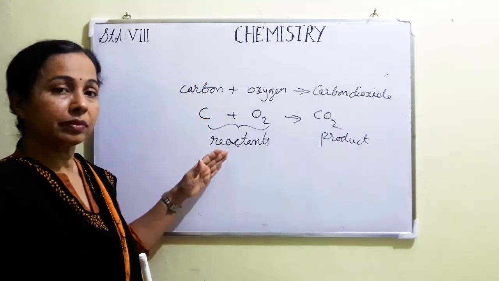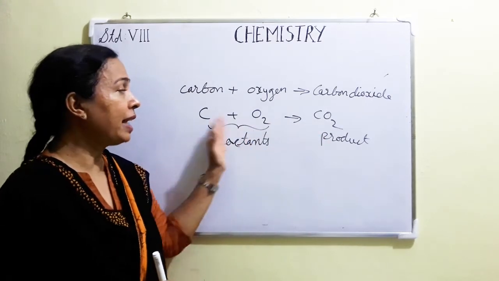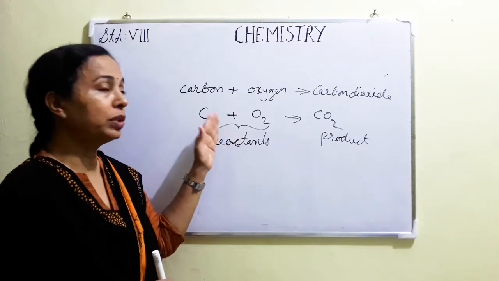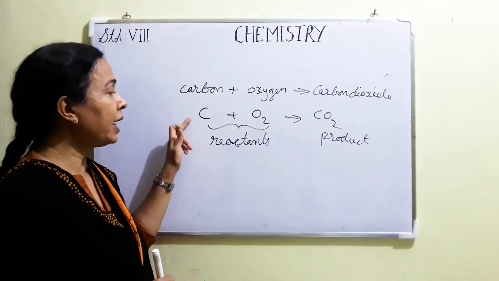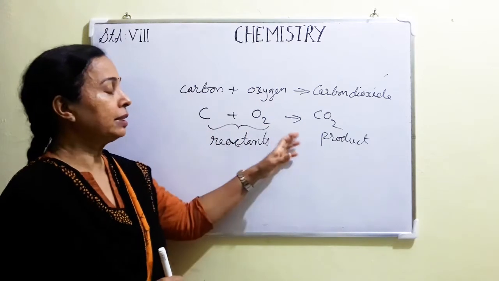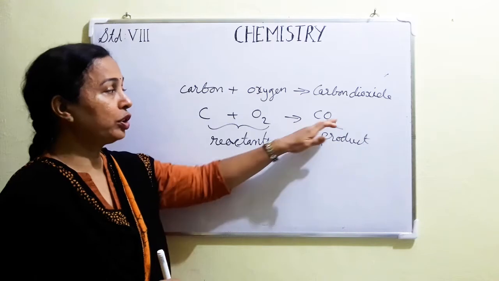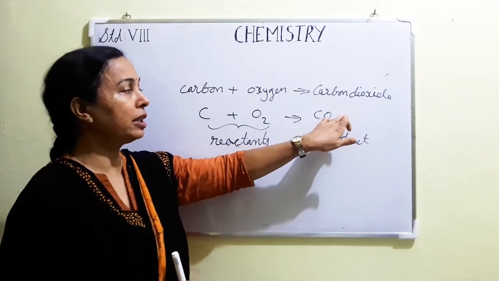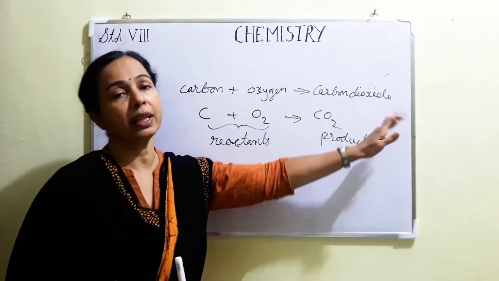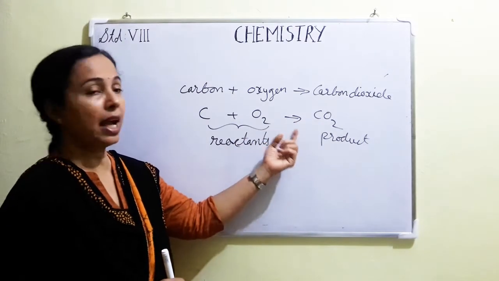When we write a chemical equation, we write the reactants on the left side. If there are 2, 3 or 4 reactants, we write each one's symbol or formula and put a plus sign in between them. Similarly, products we write on the right side. If there is more than one product, we put a plus sign and write the other products. In between the reactants and products, we put an arrow.